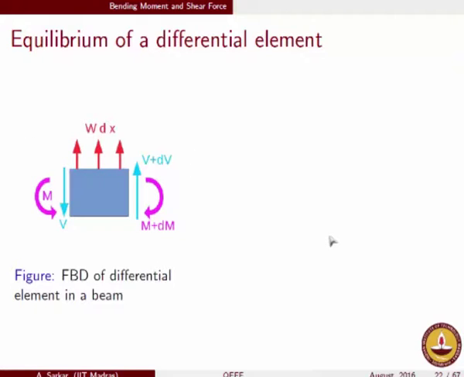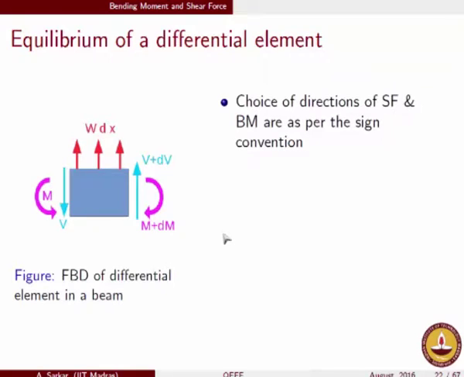I have used all sorts of colors in these diagrams just to emphasize that each of these forces has a different origin. W dx is due to the applied loading, which comes from the application you are considering. The cyan, blue arrows indicate the shear loading, which are in an action-reaction pair as we have done, and the bending moments are indicated by the magenta arrows. Please note firstly that the choice of all these arrows is as per the sign conventions that we decided a few moments ago. So let us abide by that sign convention.